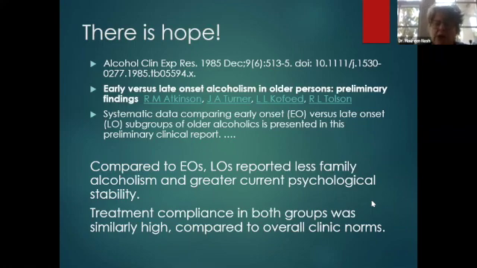If you look at early onset versus late onset, what you'll find is that in late onset, there's less family alcohol use disorder, and there's greater current psychological stability. So people with late onset substance use disorders are not coming from a place of having experienced long-standing psychosocial and psychological instability that can often happen when your substance use disorder begins during your formative years.